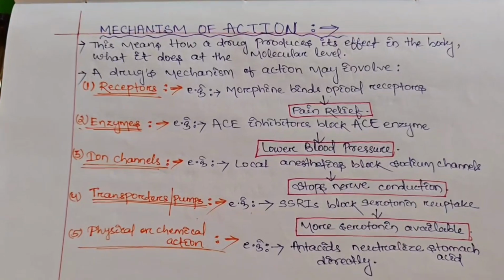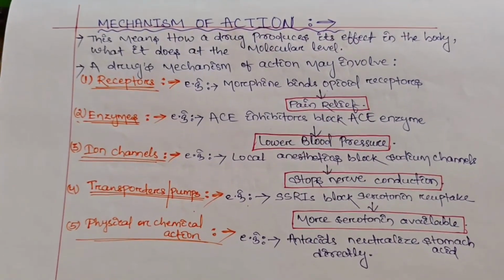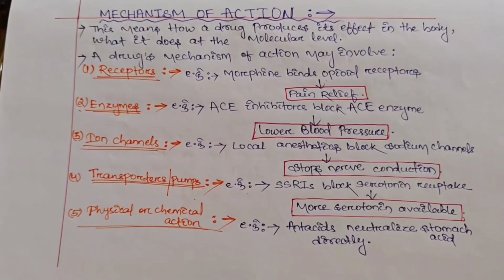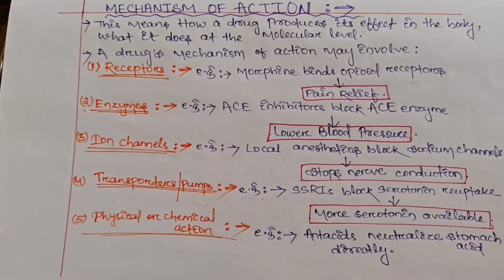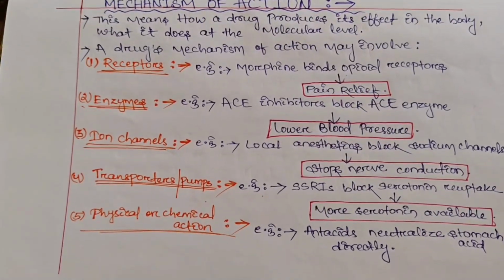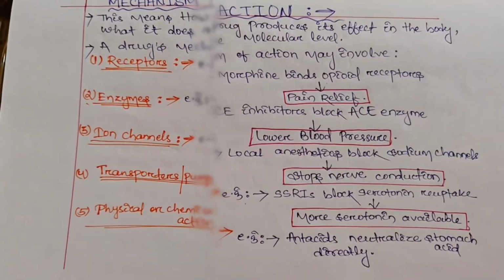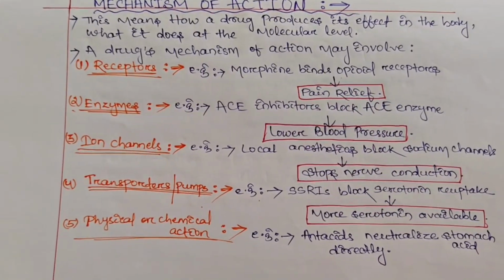The third topic is mechanism of action. This means how a drug produces its effect in the body, what it does at the molecular level. A drug's mechanism of action may involve receptors, enzymes, ion channels, transporters or pumps, and the last one is physical or chemical action. So let's briefly discuss them.